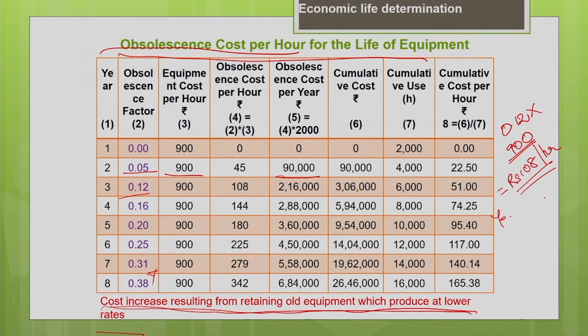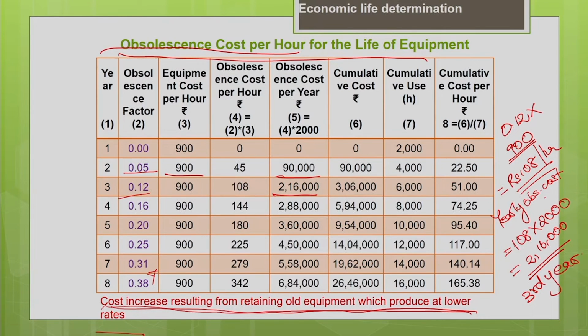Now, find the yearly obsolescence cost. Yearly obsolescence cost is nothing but 108 per hour multiplied by the yearly usage of 2000 hours. So, that gives you the obsolescence cost for the third year as 2,16,000. This is for the third year.